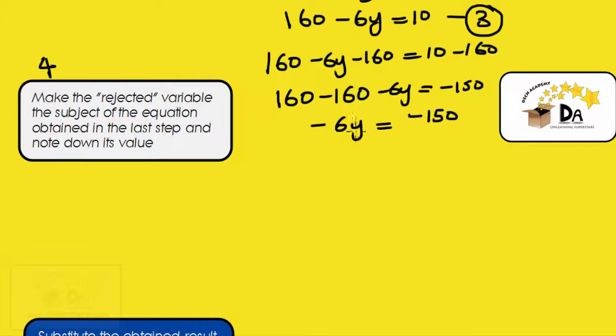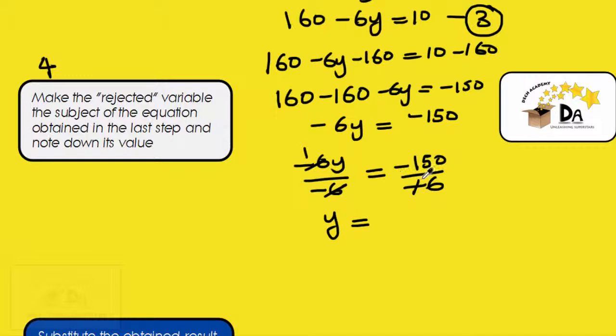We just want y on this left hand side, so let's divide through by the coefficient of y, which is minus 6. Dividing through by minus 6 gives y equals, what's this? Minus cancels minus, so don't confuse that as a plus. Well, 150 divided by 6 is 25. So y is 25. So this step just wanted us to make the rejected variable the subject of the equation obtained in the last step, and we've achieved that now. We now know that y is 25.